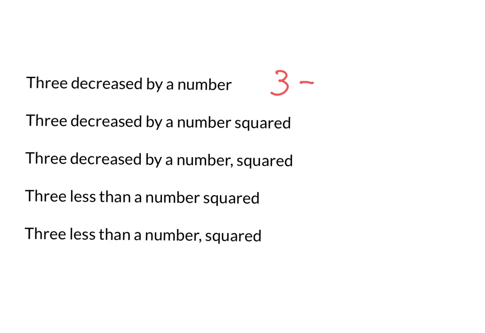And whenever we have a number, we're usually going to give it a variable, and it really can be anything you want. The one that we use a lot of times is x, but it doesn't have to be. In this case, I'm going to use the letter b. So it'll be 3 minus b.